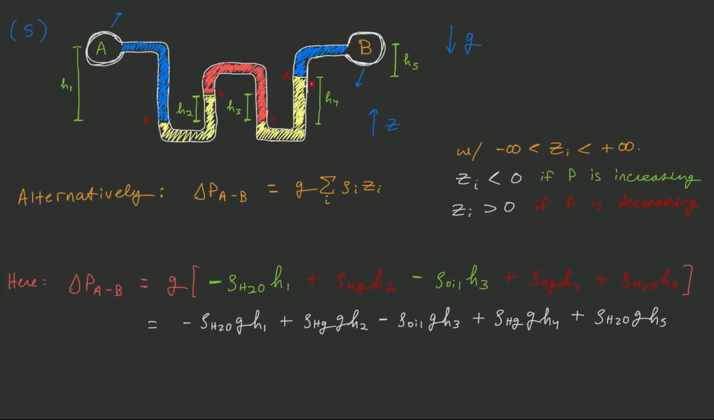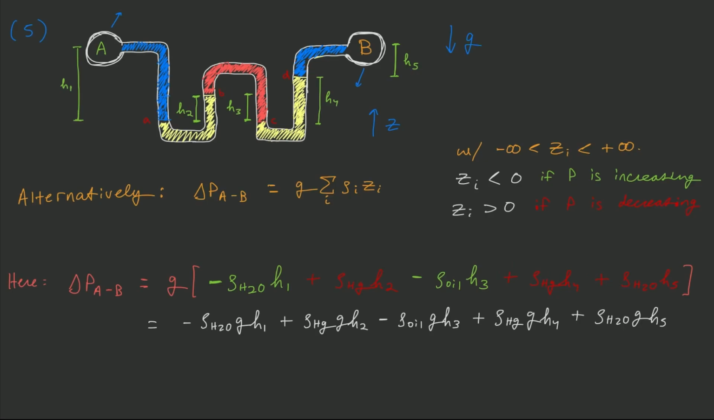Now I'm going from C to D. I know that my pressure is decreasing because P_C is greater than P_D. So since my pressure is decreasing, my z_i is positive. So I can say that this is positive rho_Hg times h4.